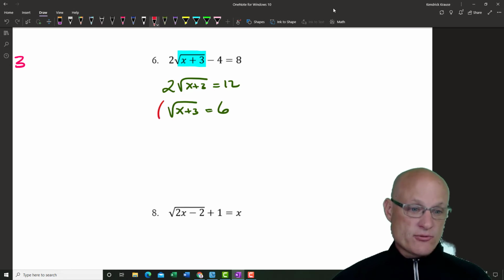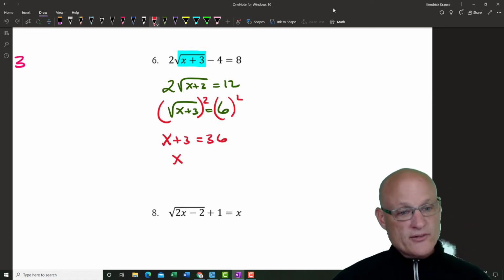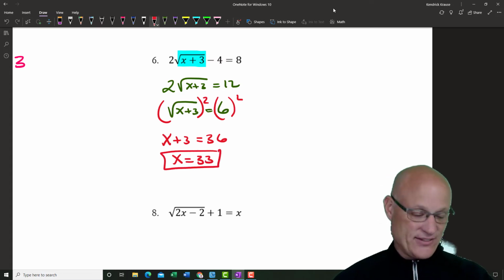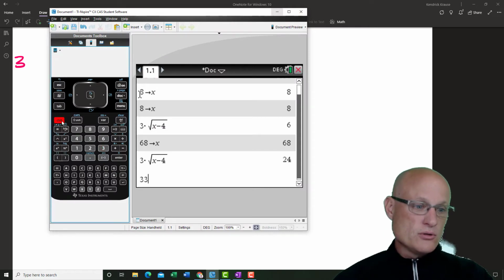Now I want to undo this radical. Square both sides. I get x plus 3 equals 36, or x equals 33. So that's what I think is the answer. Let's go check. So 33, control var x, press enter.